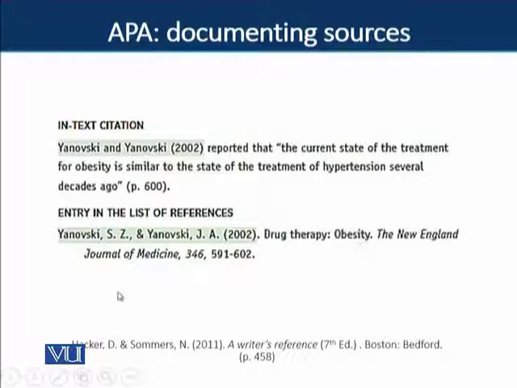The New England Journal of Medicine, that's the name of the journal. You see, it's italic, right? And then 346 is the volume of this journal, you see? And the page numbers 591 to 602, right? So these are the pages of this article in the journal, okay? So you see, this is the entry in the end list of references, right? And that's the way the APA is used for documenting sources.